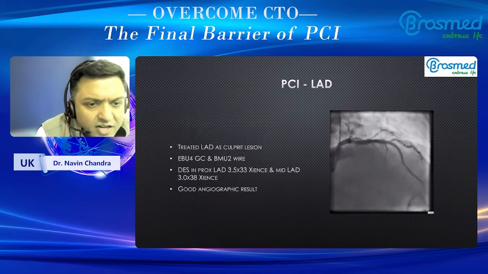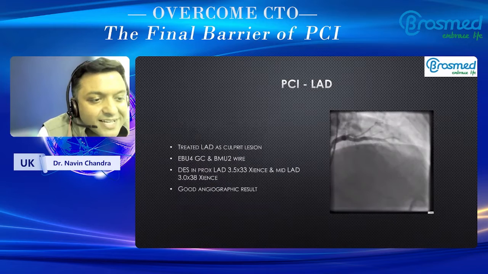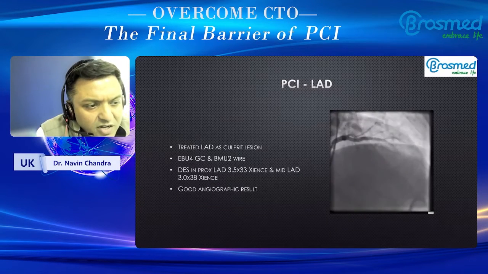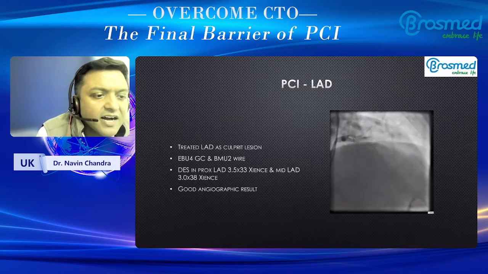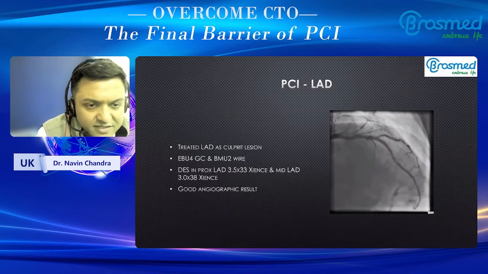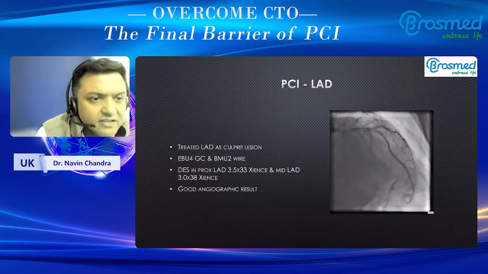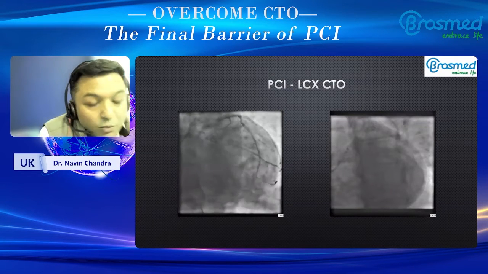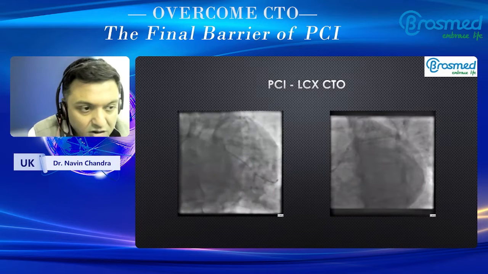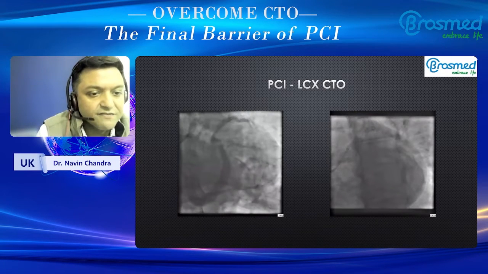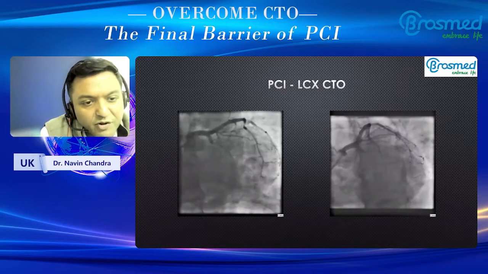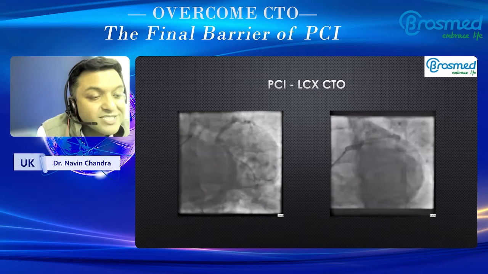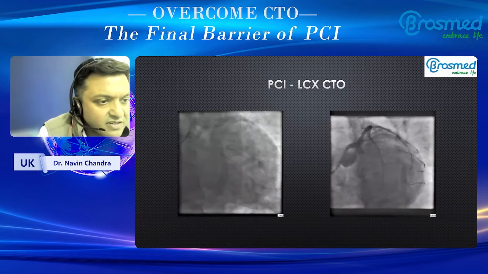So in the initial acute presentation, we proceeded to treat the LAD as the culprit lesion, using an EBU guide cath, BMU wire, some ballooning, and then a couple of stents implanted in the LAD with an excellent angiographic result, as you can see there. Once the patient was stabilized, he had an echocardiogram showing preserved left ventricular systolic function, and was optimized on medical therapy, but had ongoing symptoms when followed up. So we decided to proceed to PCI to the left circumflex CTO.